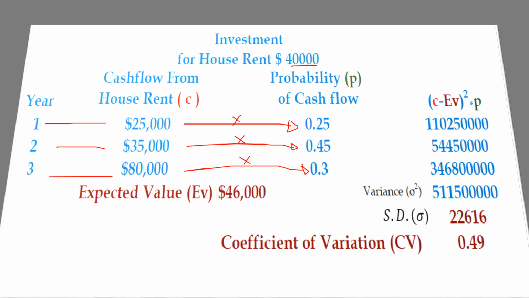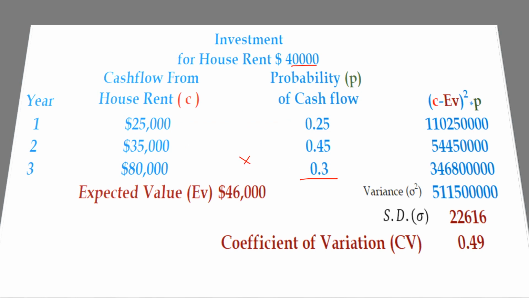Then, as before, we plug the values into this formula and we get the variance. Once we take the square root of this variance, we get the standard deviation, $22,616, which is 0.49 or 49% of expected value. This is calculated simply as standard deviation divided by expected value. We can calculate this 22,616 either in Microsoft Excel or by calculator. Let's go to the summary.